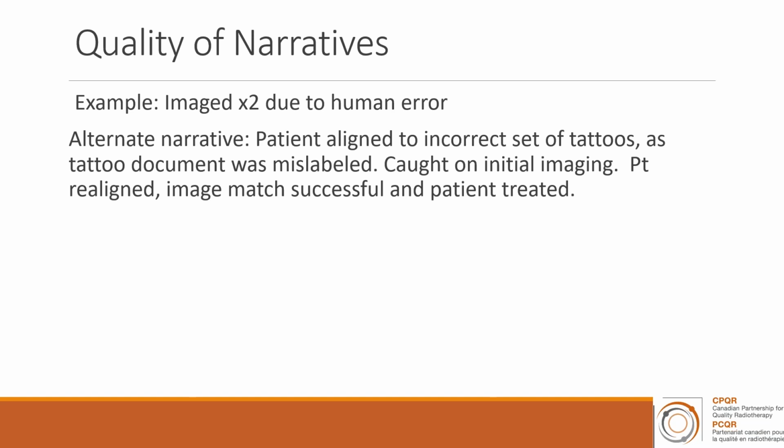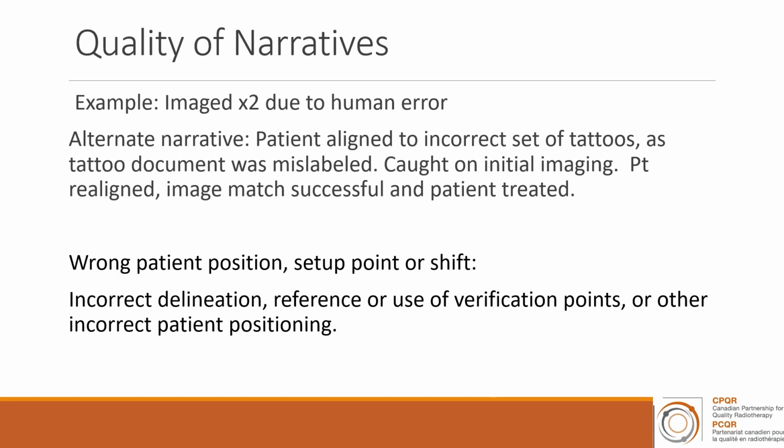Another example could be the patient was aligned to an incorrect set of tattoos, as the tattoo document was mislabeled. It was caught on initial imaging. Patient was realigned, image match was successful, and the patient was treated. Well, in this case, the imaging became the safety barrier rather than the problem that caused the incident. And the problem actually becomes the patient's position. And it was the wrong patient position, setup point, or shift. Incorrect delineation, reference, or use of verification points, or other incorrect patient positions.